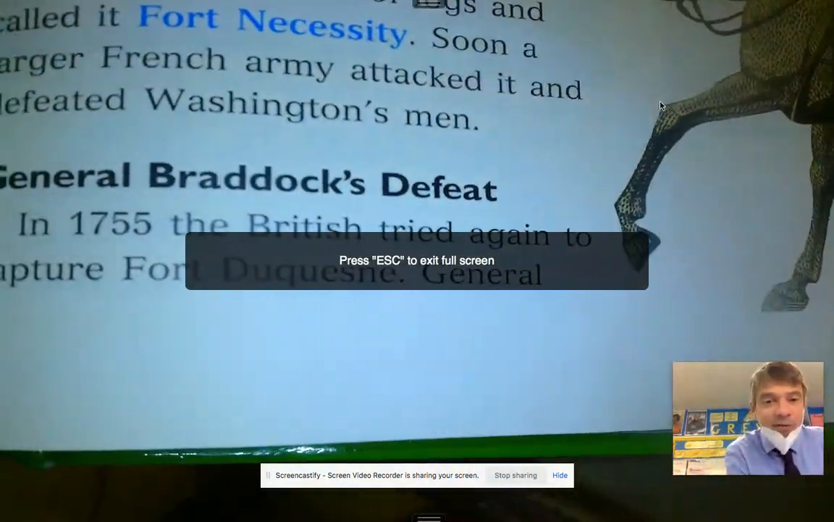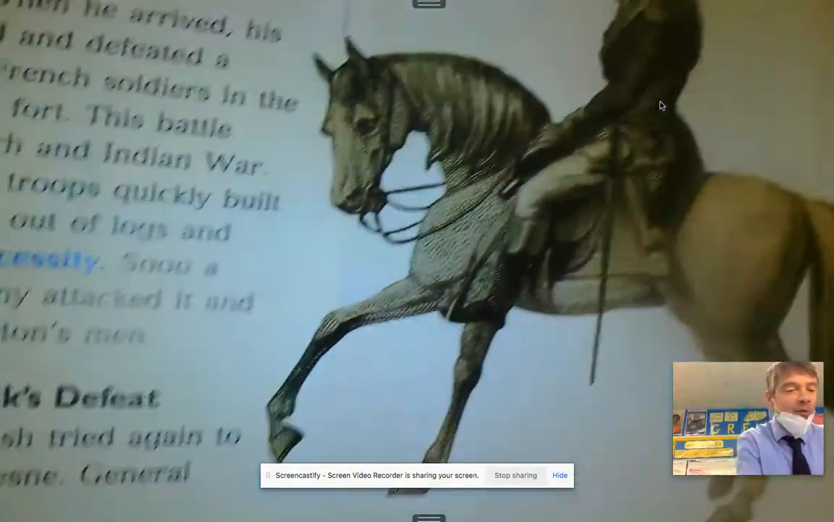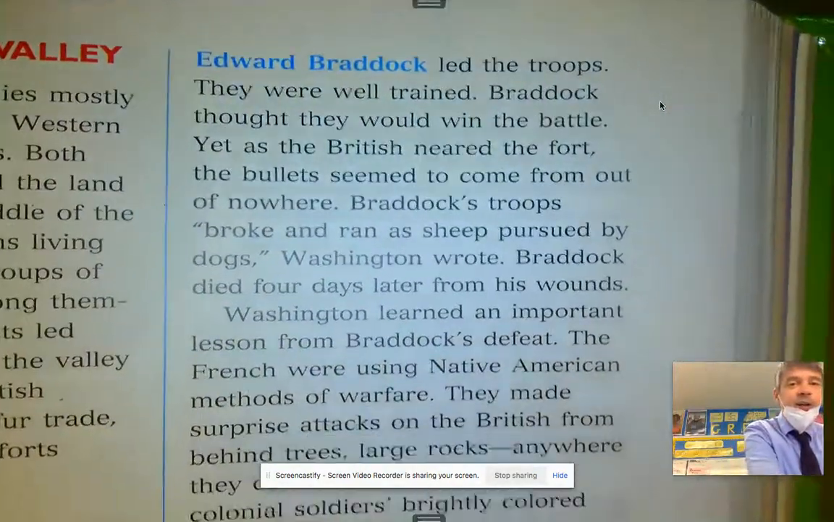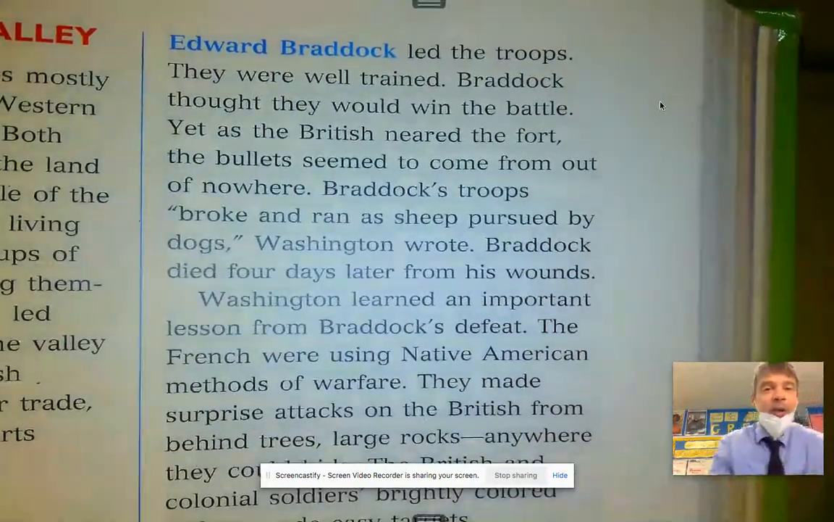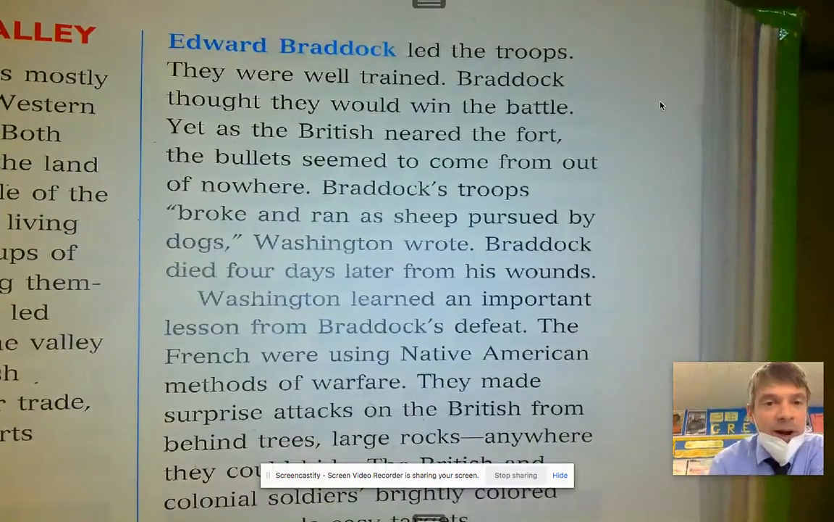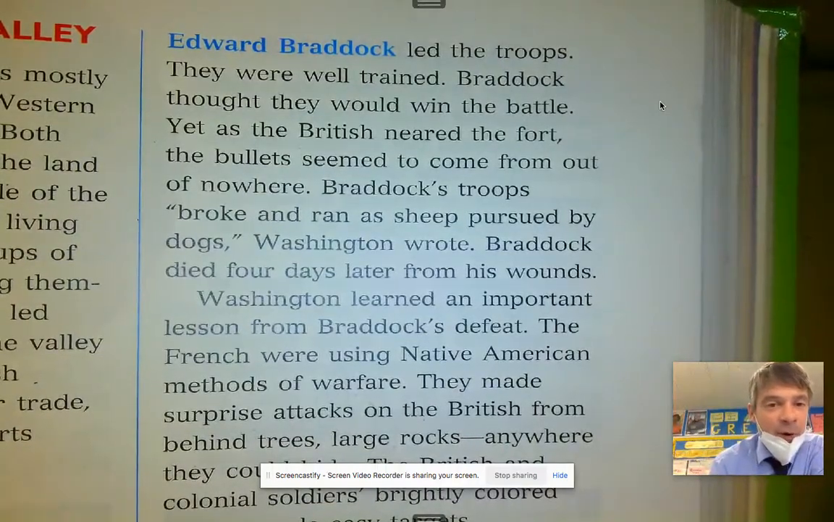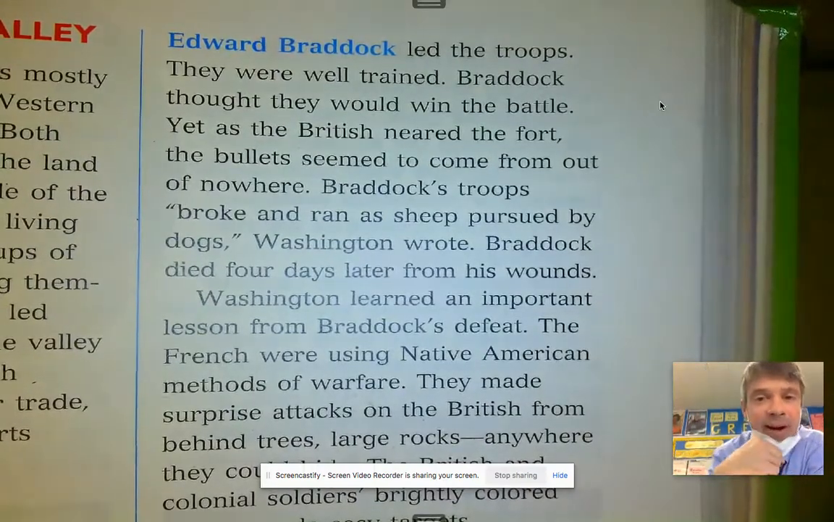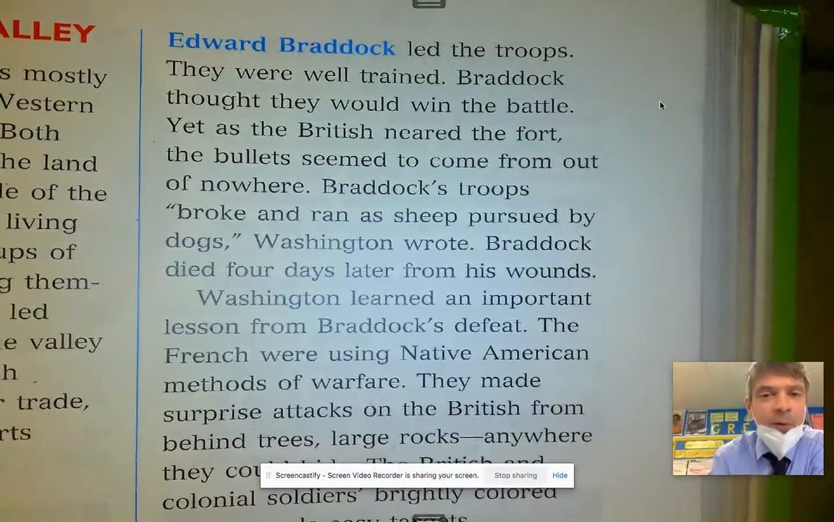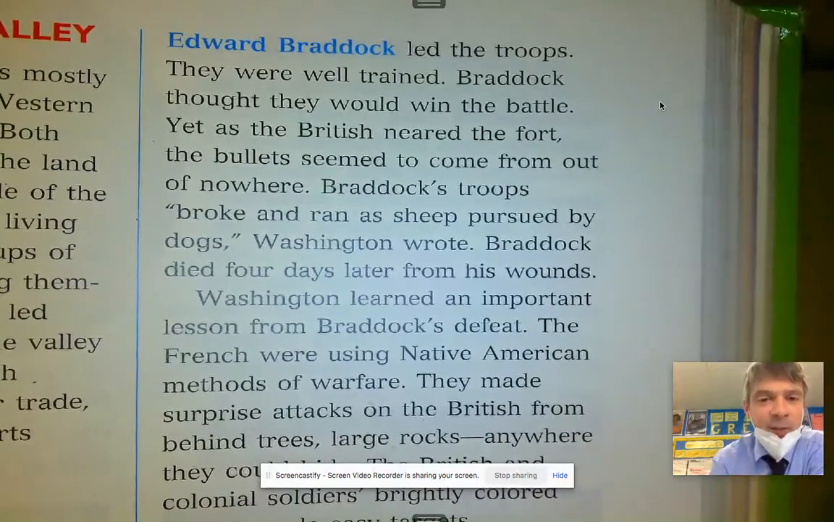In 1755, the British tried again to capture Fort Duquesne. General Edward Braddock led the troops. They were well trained. Braddock thought they would win the battle. Yet, as the British neared the fort, the bullets seemed to come from out of nowhere. Braddock's troops broke and ran as sheep pursued by dogs, Washington wrote. Braddock died 4 days later from his wounds.